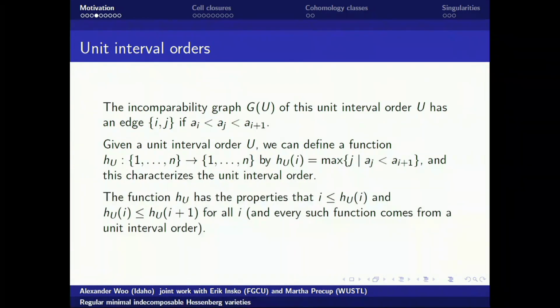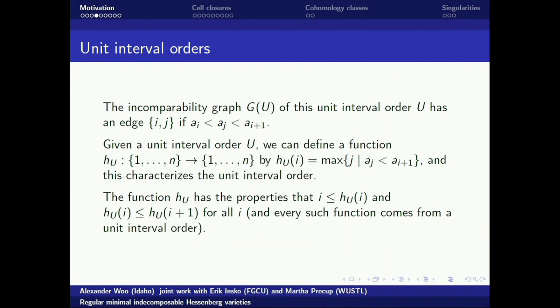Now, if you have a unit interval order, that's completely determined by the data of, we have this interval. What's the leftmost interval that it still overlaps with? Because it's going to overlap with all the other ones because I've put them in order. Or actually, I think I want the data of the first one that it doesn't overlap with. So I can encode this with what's called a Hessenberg function, a function from 1 to n to 1 to n, so the set of intervals to the set of intervals.